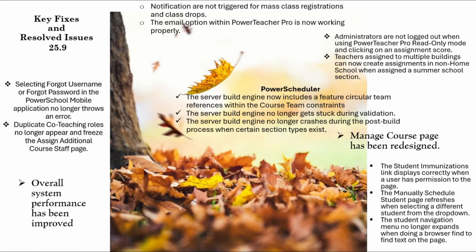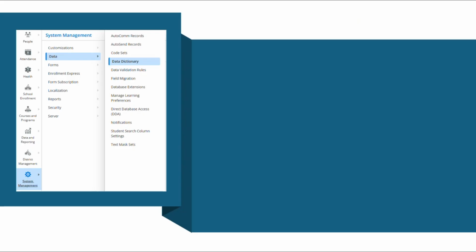The next part I'm going to talk about is the data dictionary updates. If you want to go to the data dictionary updates, that's in your system management, data and data dictionary. This was added. It connects directly to the live database on the server, and it also displays most tables, including those added through the database extensions.